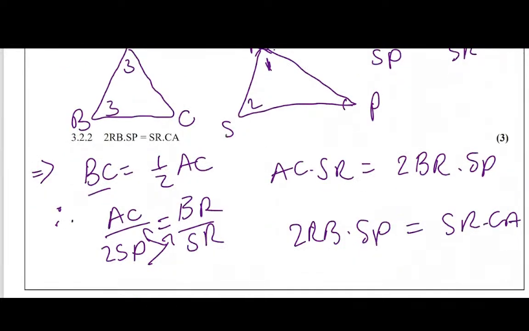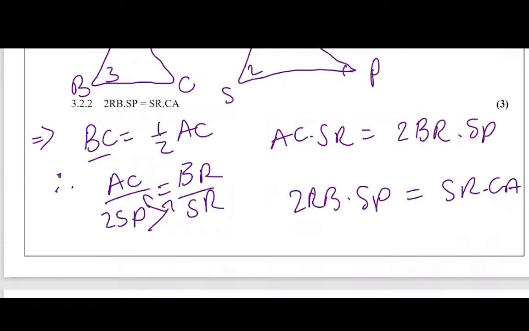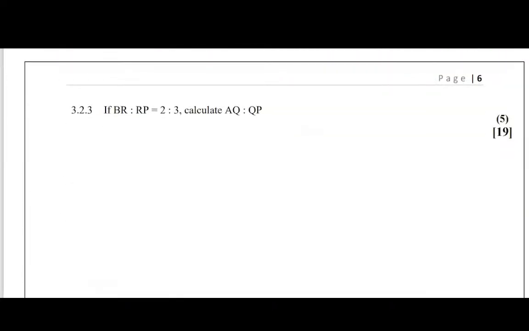Okay, that's what the question asked for. Okay, then 3.2.3. They are telling us: what if the ratio of BR to RP is 2 to 3? Calculate the ratio of AQ to QP. Calculate the ratio of AQ to PQ.